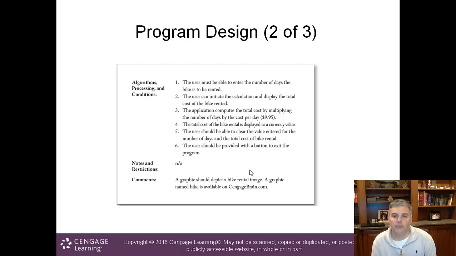The total cost of the bike rental is displayed as a currency value, so that's when we output it. The user should be able to clear the value entered for the number of days and the total cost of the bike rental, so that's that clear button you're going to be creating. And the user should be provided with a button to exit the program. And the image that you're to use for this chapter is provided on your flash drive. I gave it to you. If you need it, just reach out.